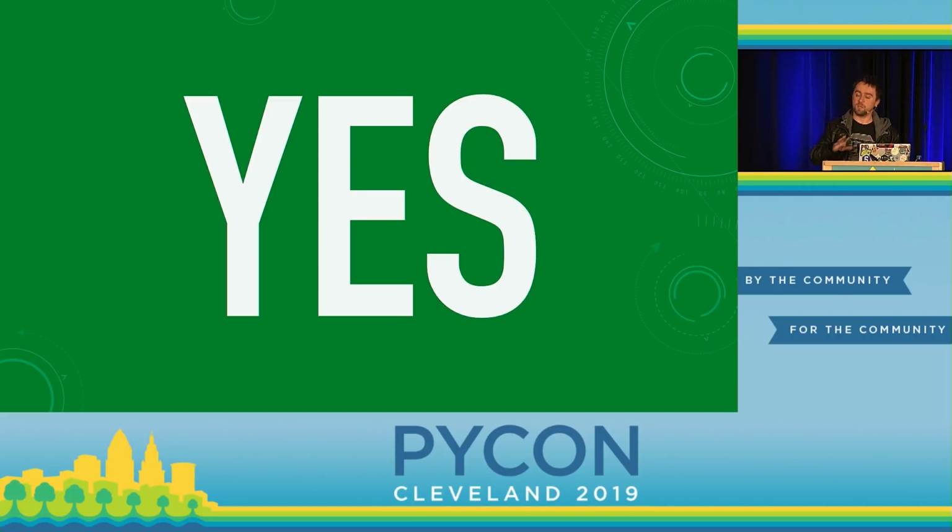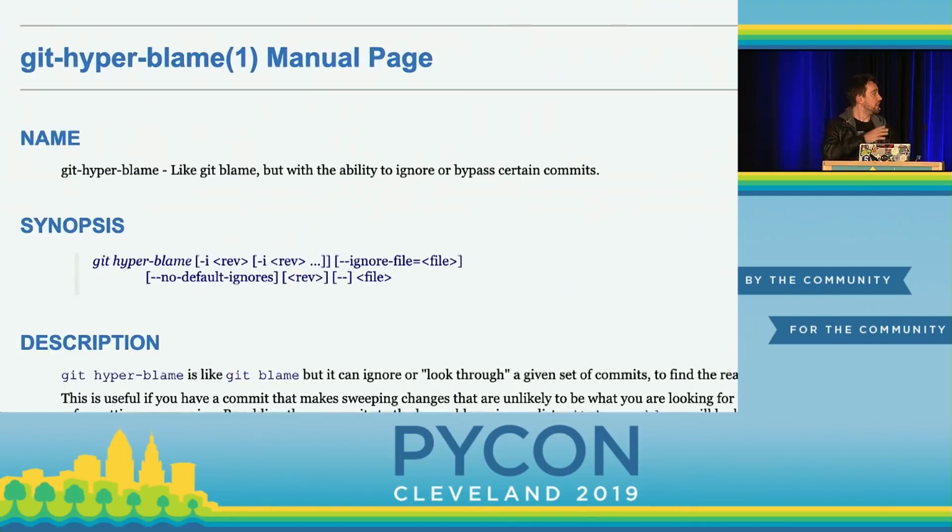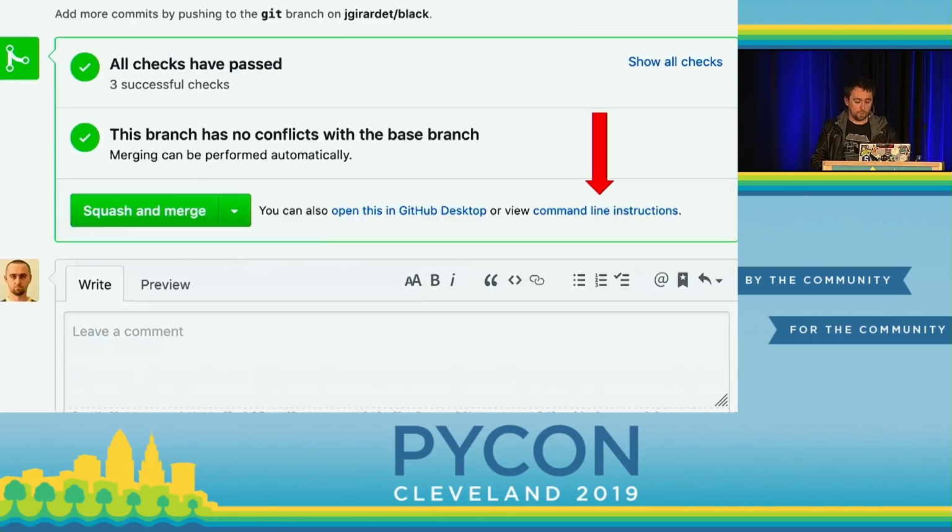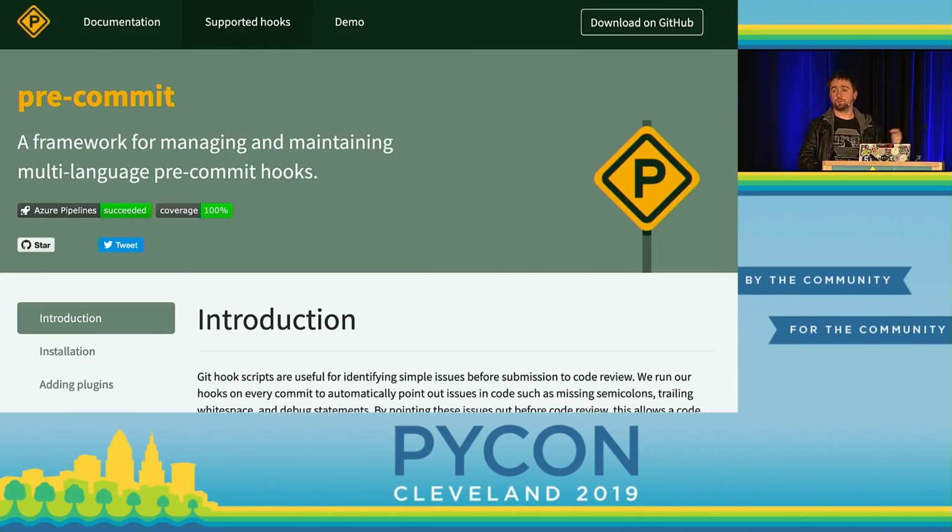So quickly, because I'm over time already, tips and tricks for adoption. Git hyperblame lets you ignore and bypass certain commits. So if you are adopting Black, create a massive commit that formats everything, and then use Git hyperblame to see blame as if nothing ever happened. Then, if you have pull requests that were open at the moment that you migrated to Black, there is a button that you can press, with command line instructions, that will show you how you can pull the pull request locally, formatted with Black, and push it back. And then use pre-commit so that your code stays blackened even if you have many contributors.